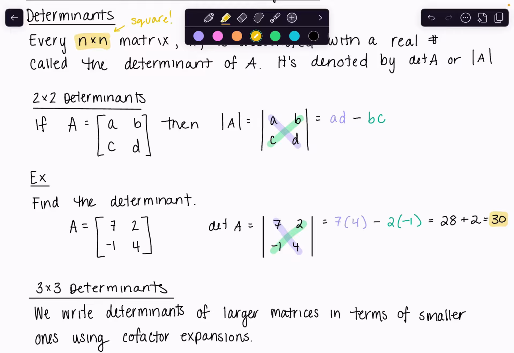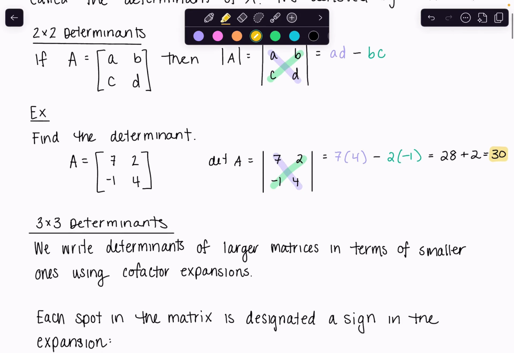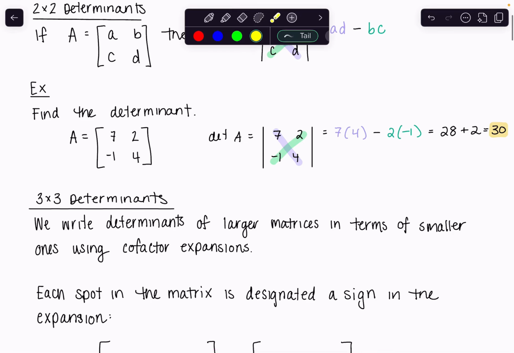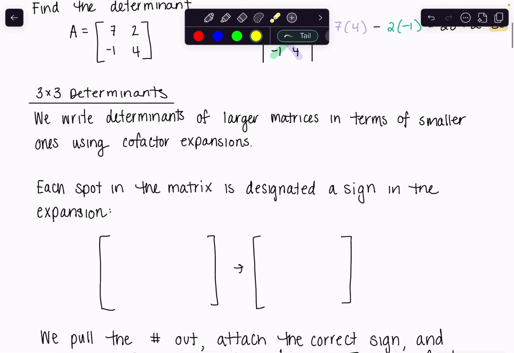Now, when we're doing 3 by 3, we're going to start by talking about something called cofactors. So we write determinants of larger matrices in terms of smaller ones using a cofactor expansion. So even when I get to higher levels, your goal is to eventually write it into matrices that are 2 by 2, okay? So each spot in your matrix is designated with a sign, positive or negative, in the expansion.